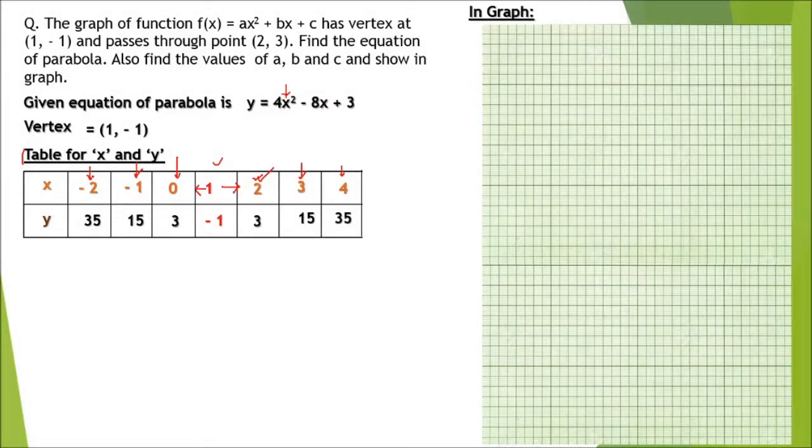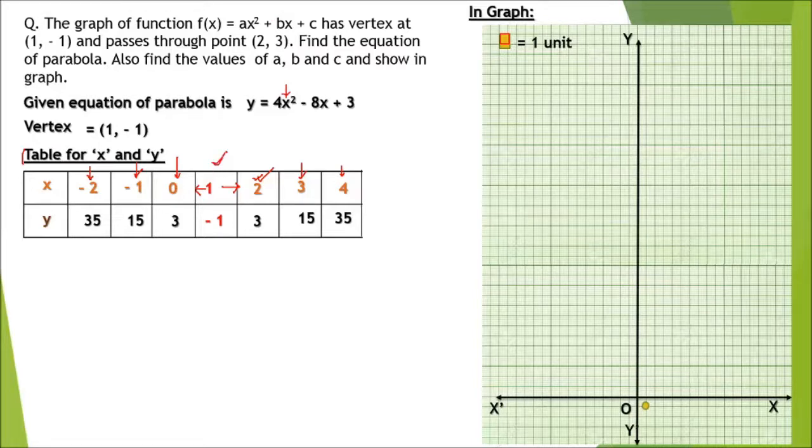Now let's draw the axes, with names also. It must be like this. This square box is equal to 1 unit, and the first point will be our 1 minus 1 vertex point, right there. You can see the yellow dot in the graph. Then 2, 3 there, and 0, 3 there, 3, 15 there, and -1, 15 there, 4, 35 right there.